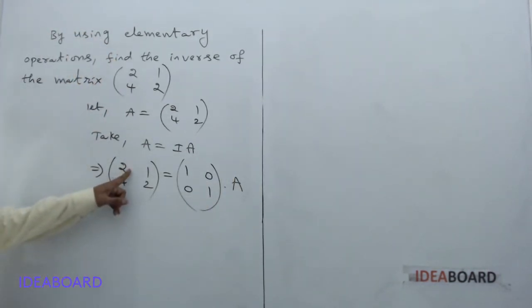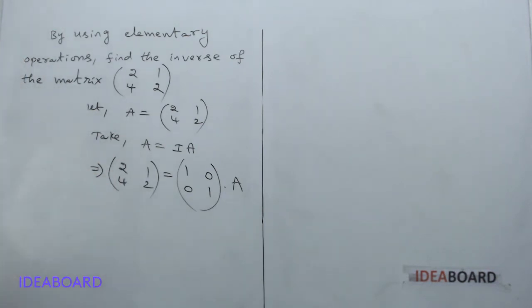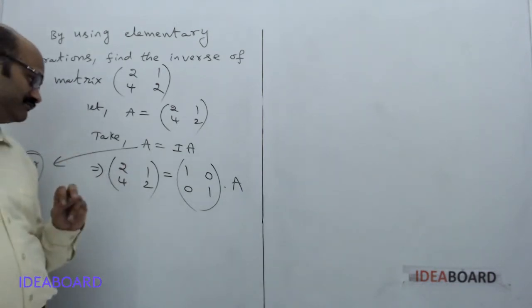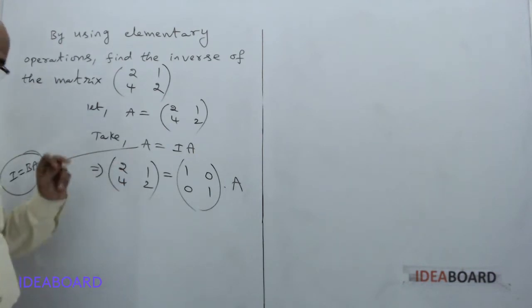Now we should convert this one in the form of I equal to B into A. Then we say that this B is said to be the inverse of the matrix A. So that here we should get 1 here.